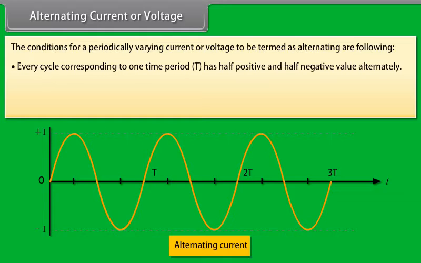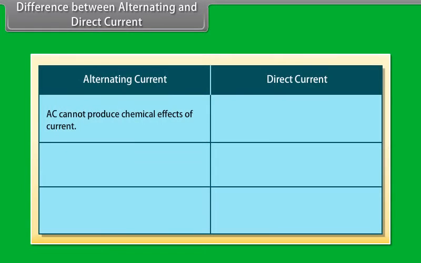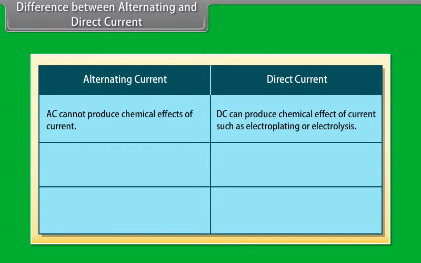Alternating current or voltage. The conditions for a periodically varying current or voltage to be termed alternating are as follows. Every cycle corresponding to one time period has half positive and half negative value alternately. In case of current, it means that the direction of current reverses after every half cycle, and in case of voltage, it means that the polarity of the potential difference reverses after every half cycle.